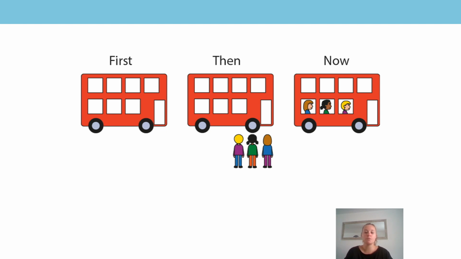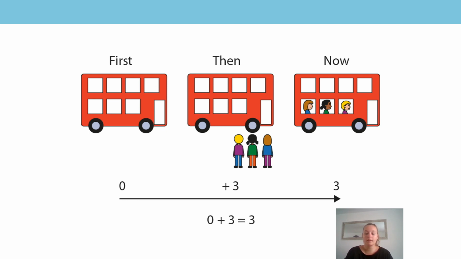So let's have a look at the numbers. First we had 0, then we had add 3, so 3 people got on, and now we've got 3 people on the bus. And an equation is 0 add 3 equals 3. And it doesn't matter whether 0 is the first addend or the second addend, because when you add 0 to a number, the number remains unchanged.